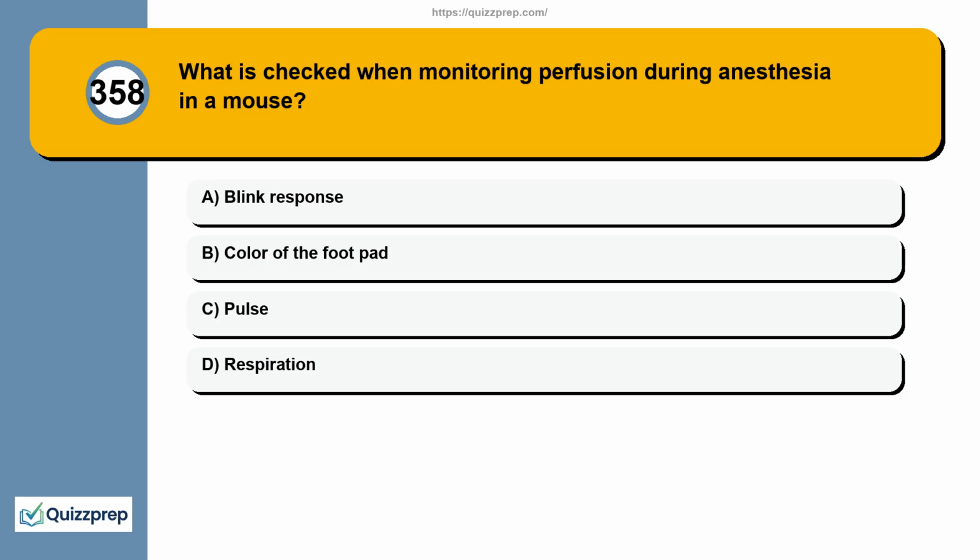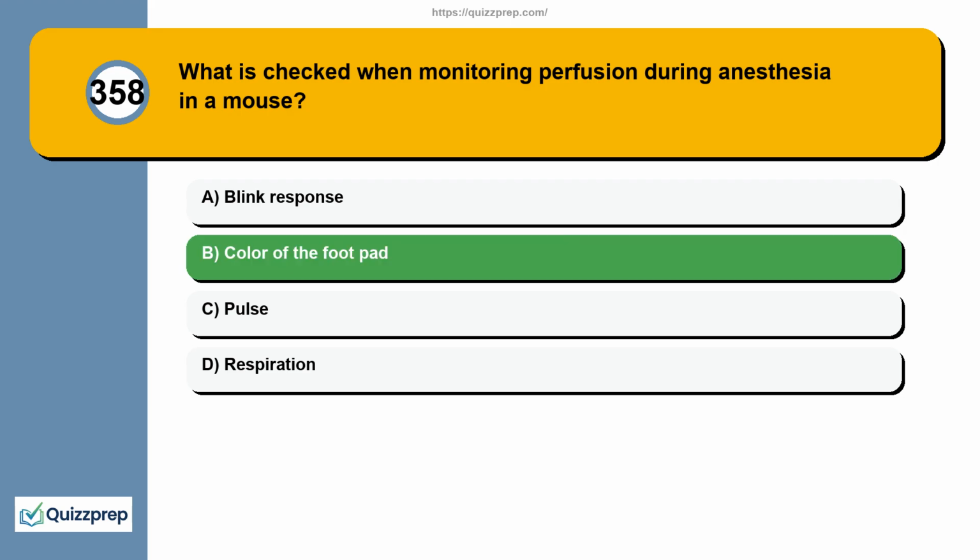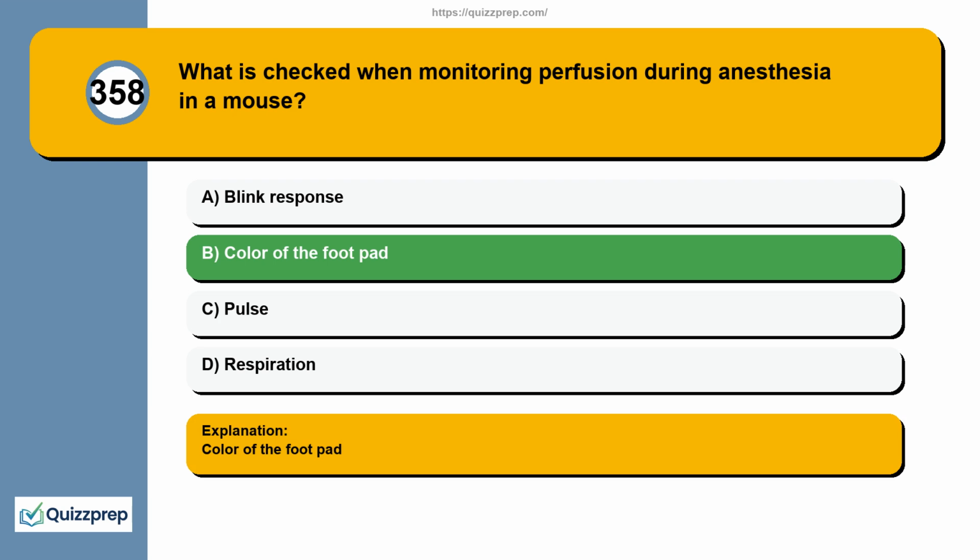Question 358. What is checked when monitoring perfusion during anesthesia in a mouse? Option A. Blink response. Option B. Color of the foot pad. Option C. Pulse. Option D. Respiration. The correct answer is option B. Color of the foot pad.